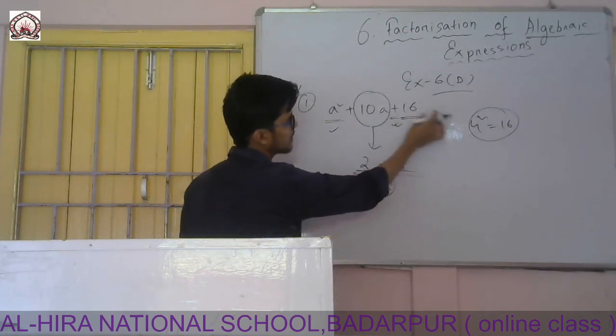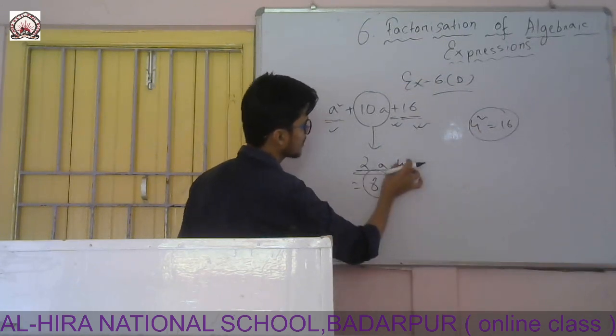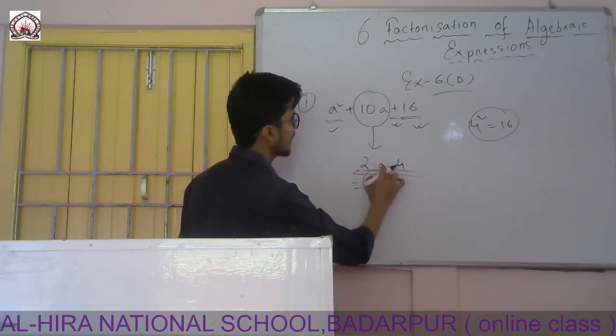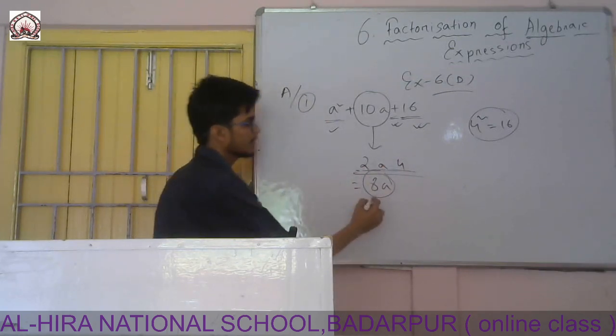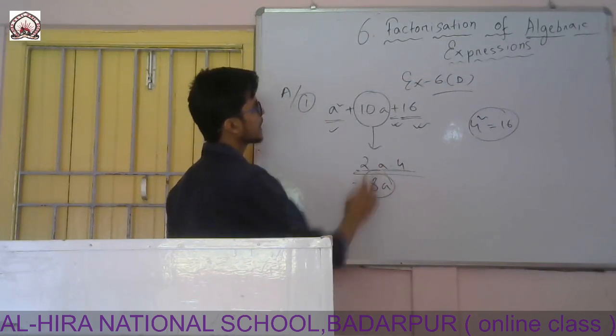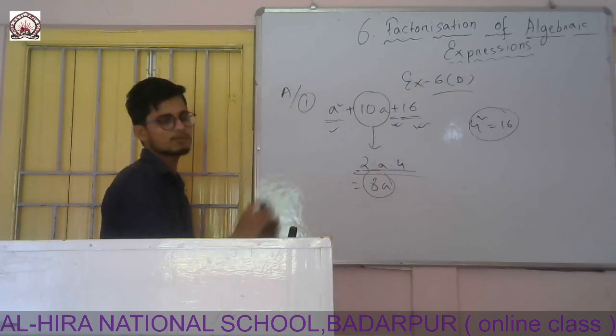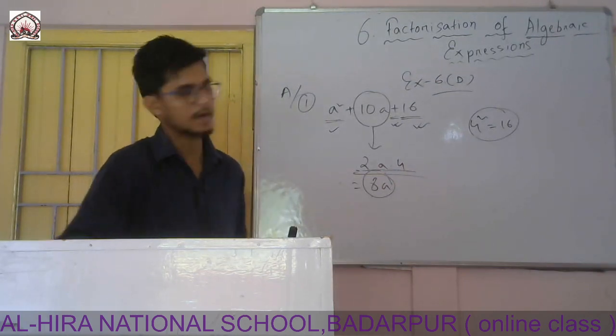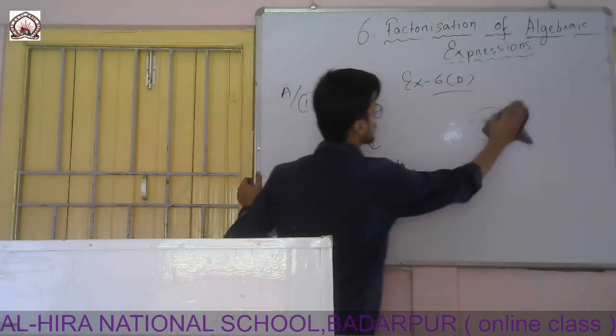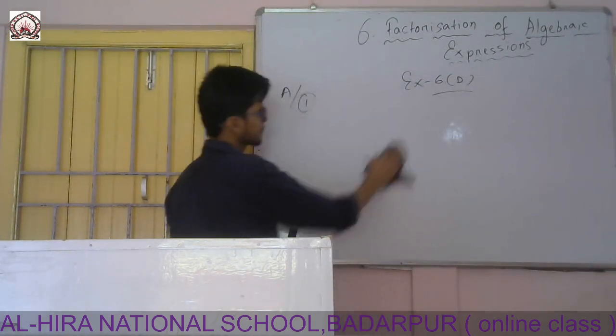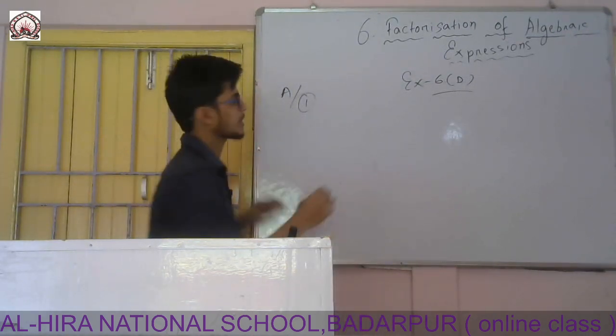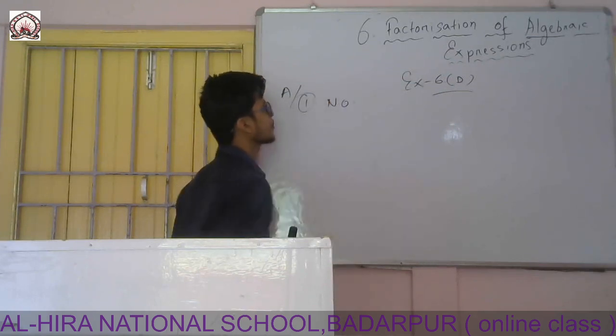Here 4 is equal to 2 square, so I will write 2ab: 4 2s are 8, and a. So if it was 8a in place of 10, then only it would be a perfect trinomial square. So the answer will be no. First one answer will be no. It is not a perfect trinomial square.